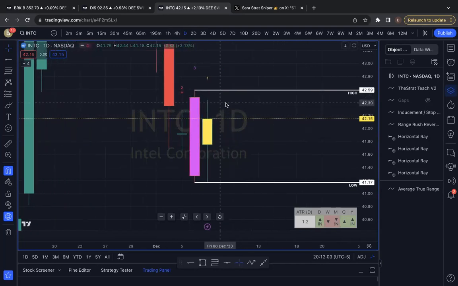Okay, so when you're looking at my chart, those inside candles are the ones. Remember that. If you need to write that down, write that down. Inside is a 1 bar, which signifies consolidation.